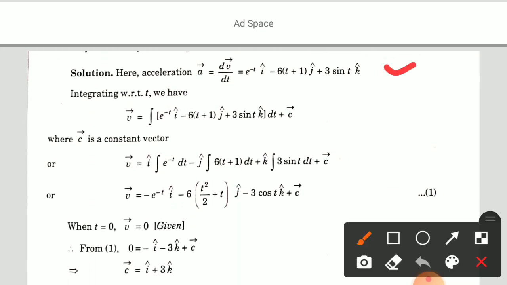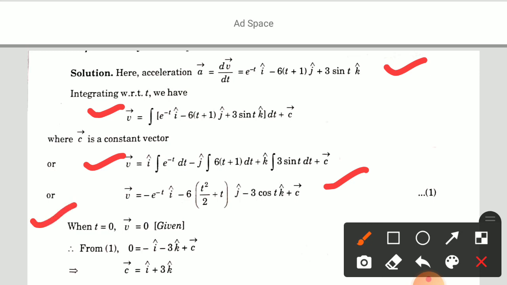Now here acceleration is given as dv by dt. Integrating, v is equal to the integration of e^-t i minus 6 (t plus 1) j plus 3 sin t k dt plus c, where c is a constant vector. v is equal to i times the integration of e^-t minus j times the integration of 6 (t plus 1) plus k times the integration of 3 sin t plus c, and after solving the integration, v is equal to minus e^-t i minus 6 (t square by 2 plus t) j minus 3 cos t k plus c, marking this as number 1.